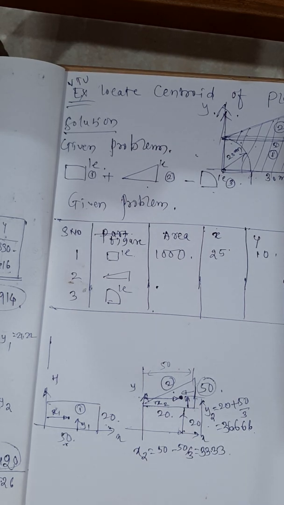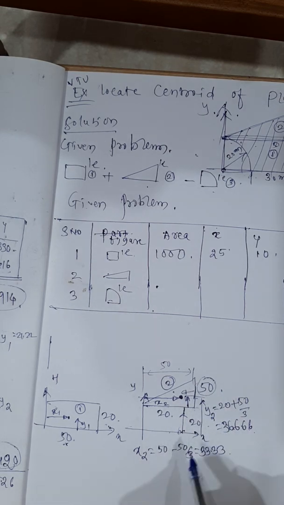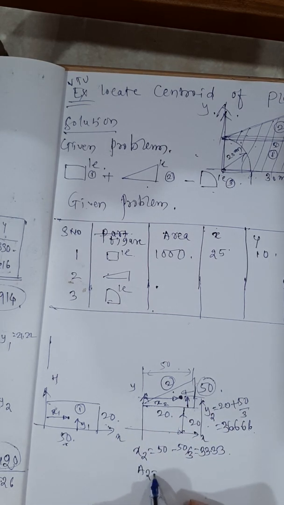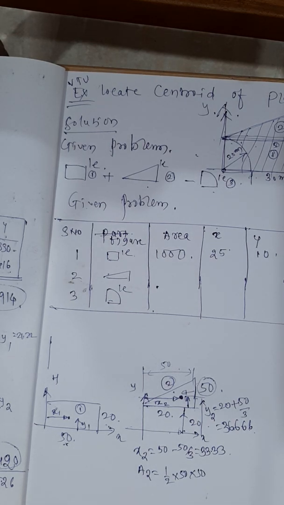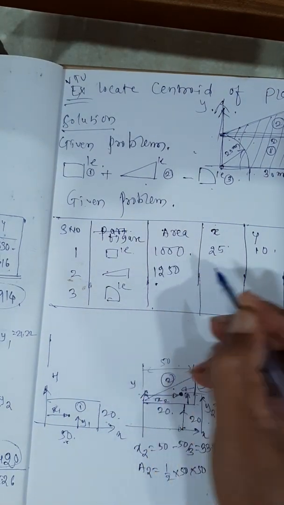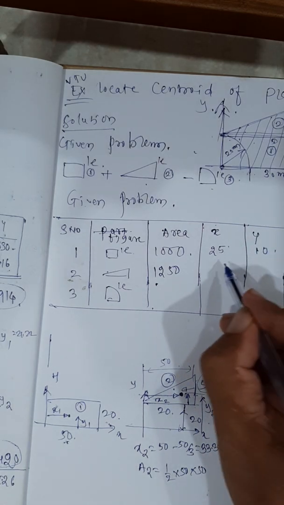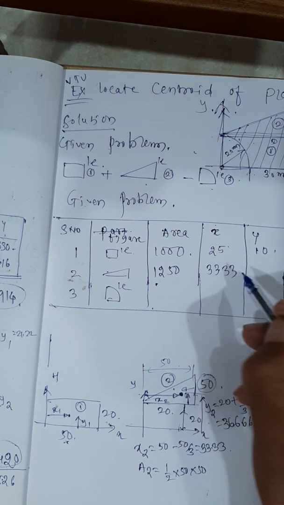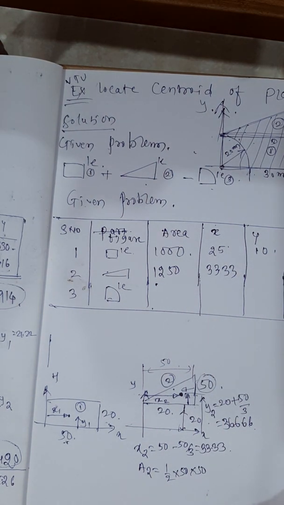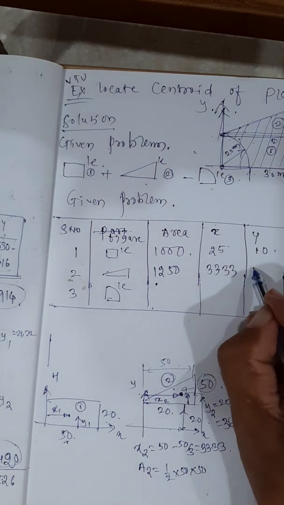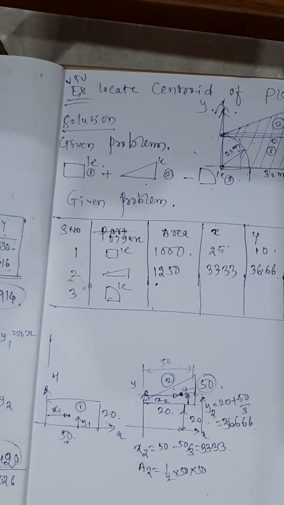33.33. Put these values. What is the area of the figure? Half base into height. A2 is equal to half, base is 50, height is 50. Yes, 50 into 50 divided by 2 is equal to 1250. 1250, and the value of x is equal to 33.33, and the value of y is equal to 36.66. You go for the last figure.